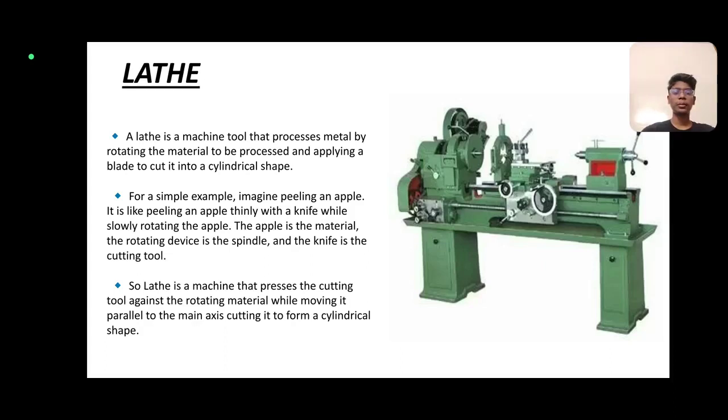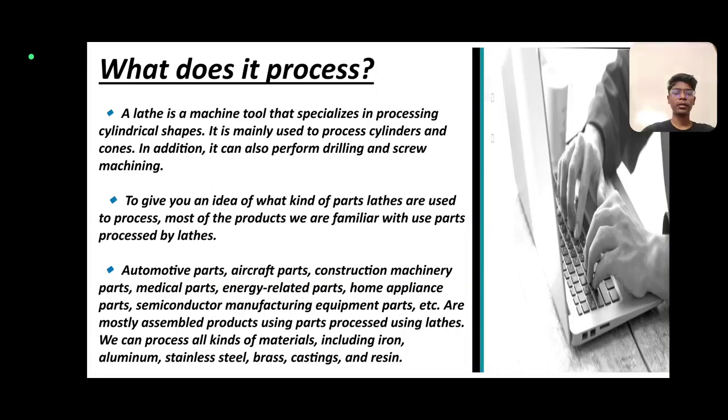So, a lathe is a machine that presses the cutting tool against the rotating material while moving it parallel to the main axis, cutting it to form a cylindrical shape. What does it process? A lathe is a machine tool that specializes in processing cylindrical shapes. It is mainly used to process cylinders and cones. In addition, it can also perform drilling and screw machining.